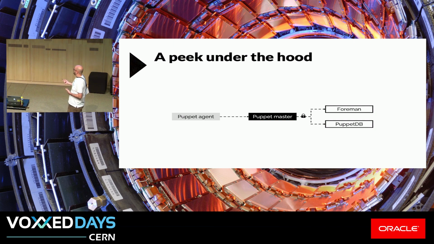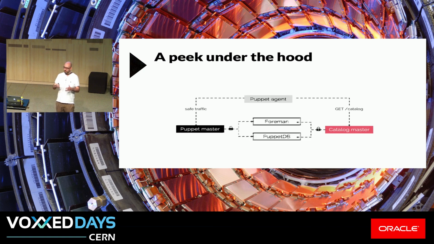This is the infrastructure nowadays. This is a very simplified view in which we have the agents in the nodes that are going to connect to the masters. And the master is going to use 2 different services. One is Foreman, that stores information about the nodes. And the second one is PuppetDB, that stores Puppet-produced data. Both of these services define access control lists, so only the masters can connect to them. And also, all the configuration for all of these elements is produced by Puppet.